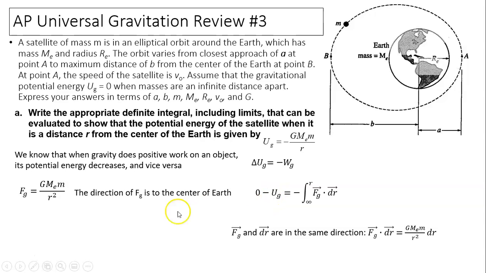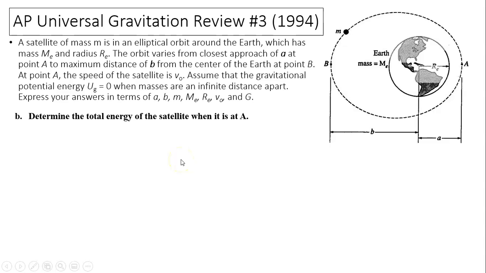Plug this into U_g. As you can see, the negative and negative cancel. So U_g is just the integral from infinity to r of the magnitude of F_g dr. And this is what they are asking you to write: the appropriate definite integral. That's it. From here, we can evaluate what U_g is, but you don't have to evaluate now. You just have to write the expression.